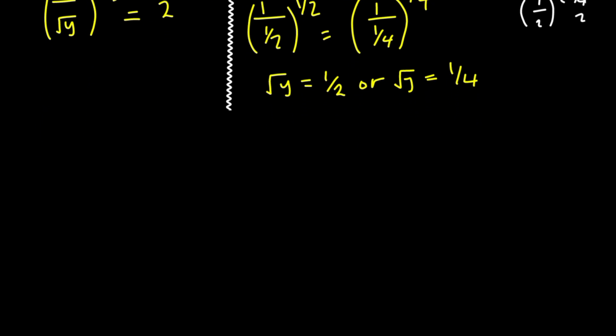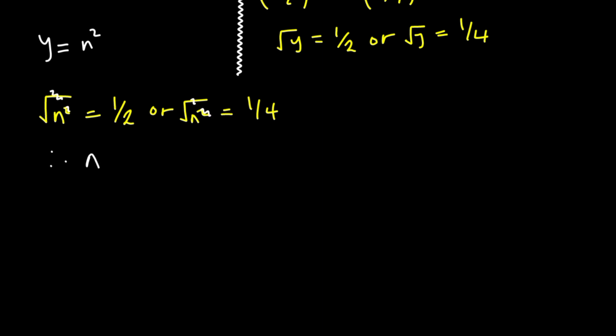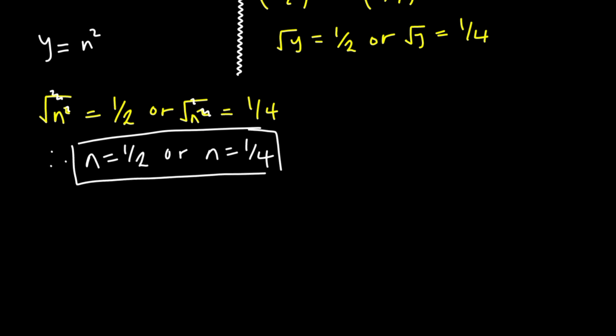So moving further, don't just forget that y equals n squared. So therefore, we'll say square root of n squared equals 1 over 2 or square root of n squared equals 1 over 4. So we can just cross this out, and therefore we deduce that n equals 1 over 2 or n equals 1 over 4. These are the two correct solutions.